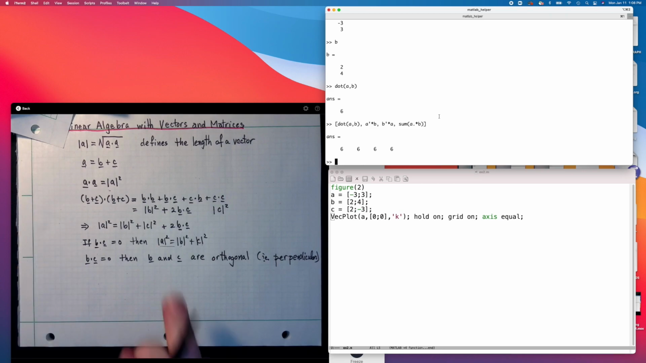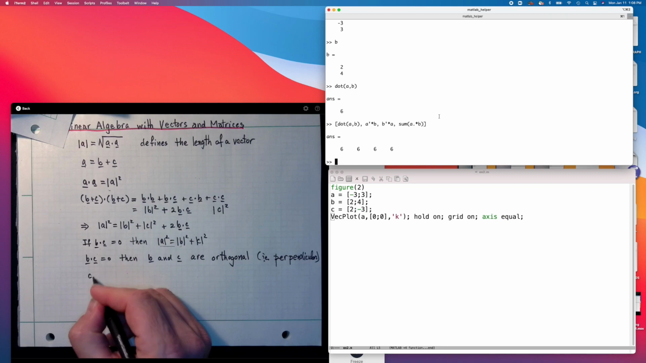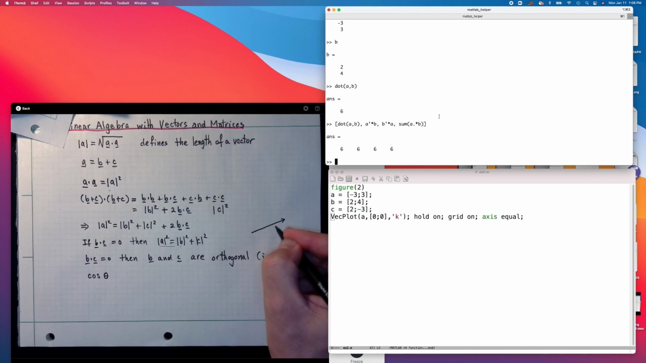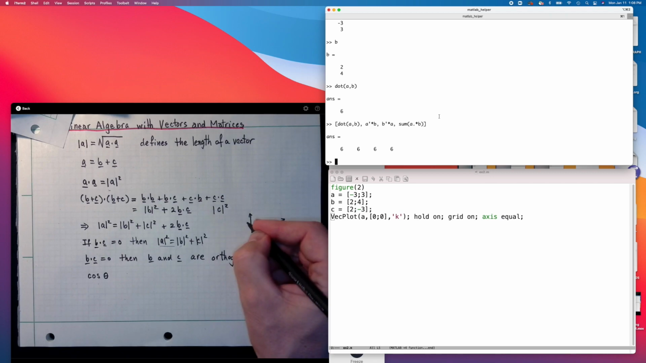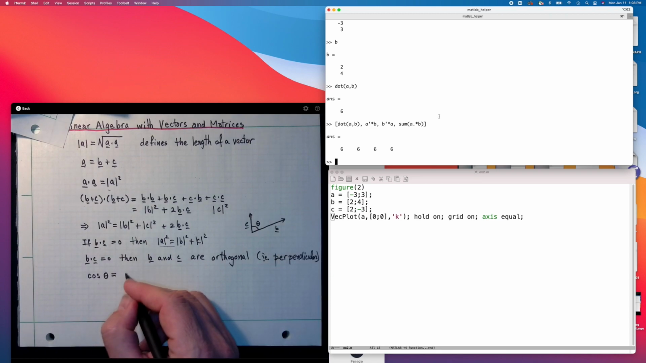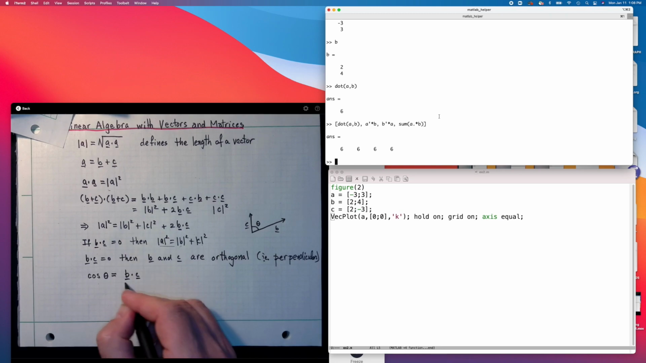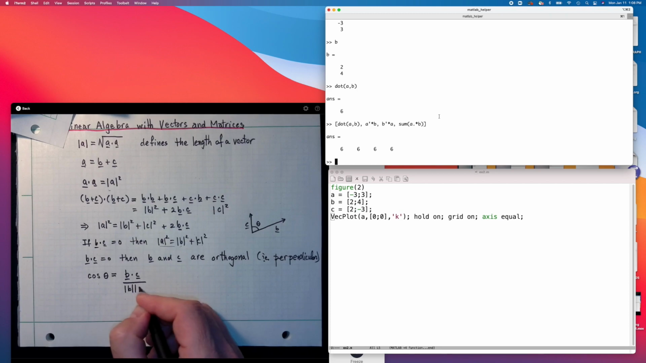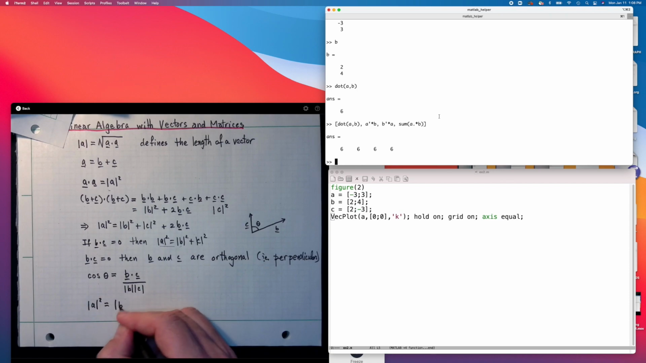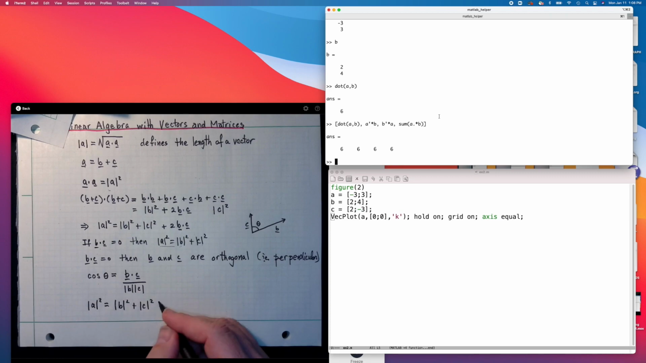And this allows us to define the angle. The cosine of theta, where theta is the angle between B and C. So if this is B and this is C, and this angle is theta, then we define the cosine of theta to be B dotted with C divided by the length of B and the length of C. And this will give us the law of cosines, that the length of A squared is equal to B squared plus C squared plus 2BC cosine of theta.